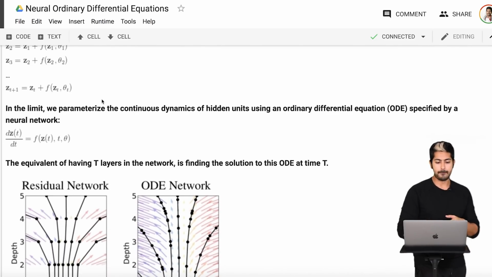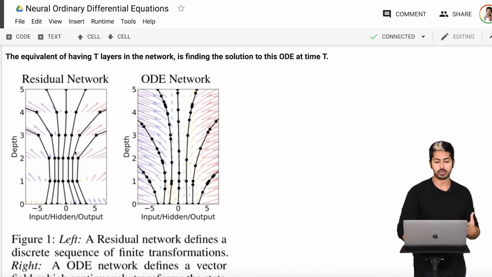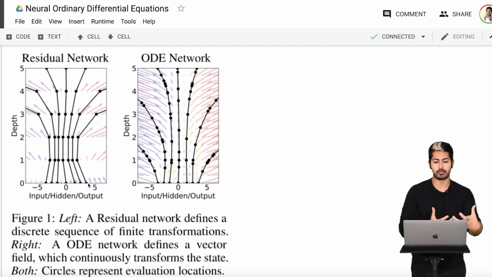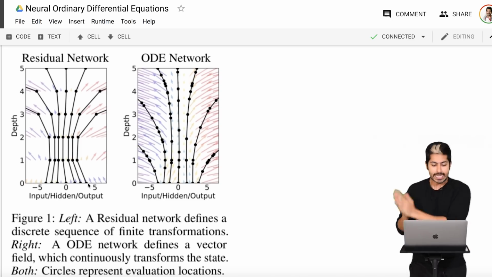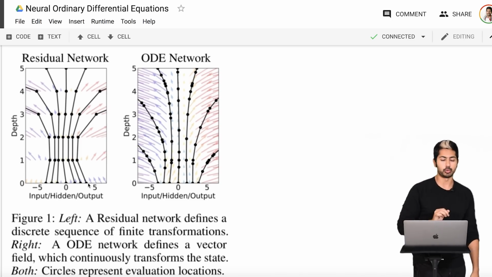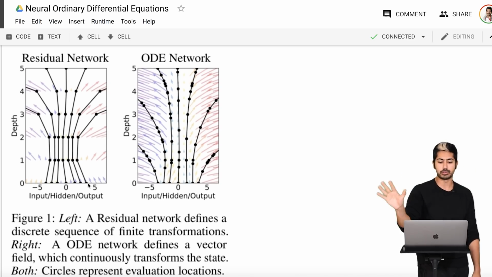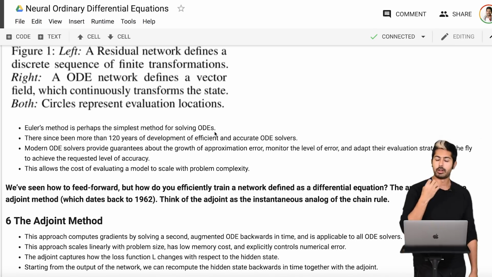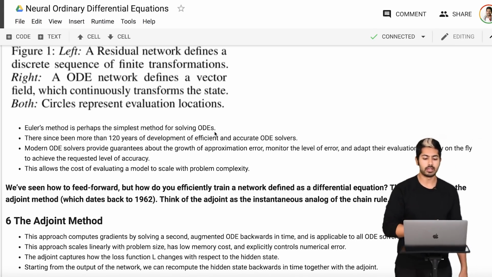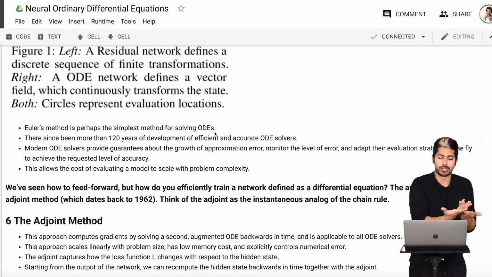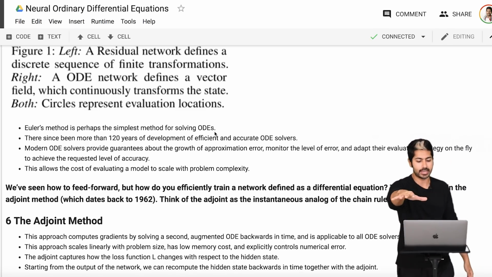And so what happens is in a residual network, there's a discrete sequence of finite transformations, whereas in an ODE network, there is a vector field which continuously transforms the state. And so this represents the difference between them, their vector spaces. Right? And so there have been over 120 years of developments for efficient and accurate ODE solvers. Let's apply those to neural networks and see what happens now. That's the next step here.